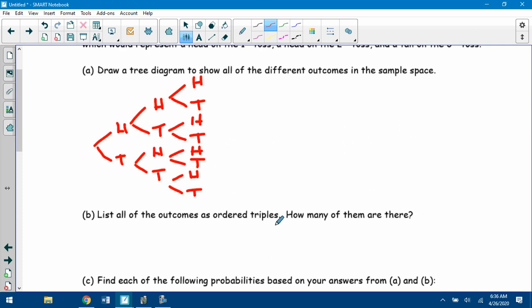List all the outcomes as ordered triples. How many of them are there? So this is me just following through. Heads, heads, heads is the first one.